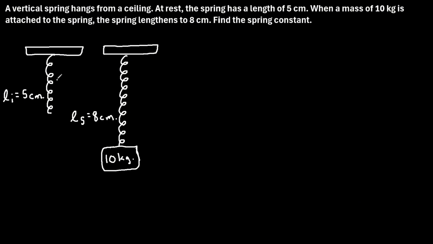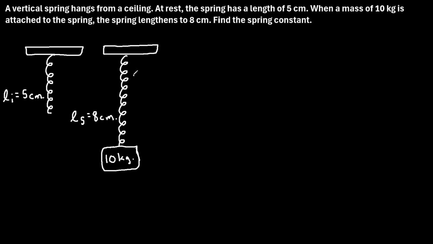Okay, so I've gone ahead and sketched out this situation. So we have this spring attached to the ceiling, and at rest, it has a length of 5 centimeters. I've labeled this length as L sub I for the initial length of the spring. Now, when we attach a 10 kilogram mass to the end of it, it lengthens to 8 centimeters. I've labeled this as L sub S for the stretched out length. So the stretched length is 8 centimeters. And our question is, given this information, what is the spring constant?